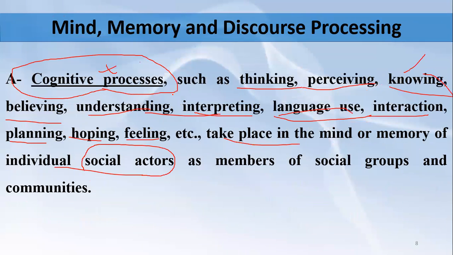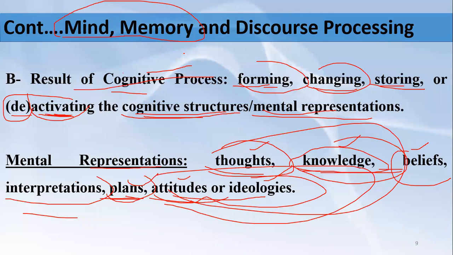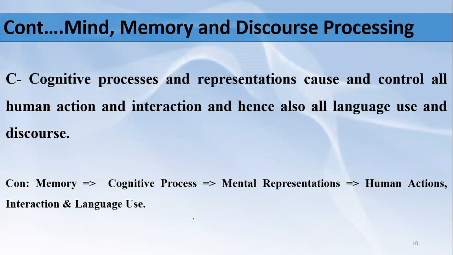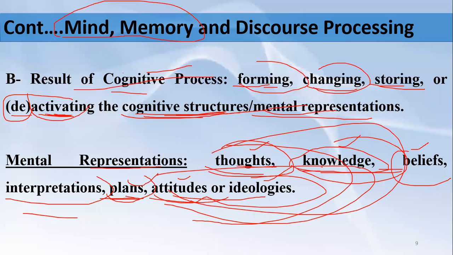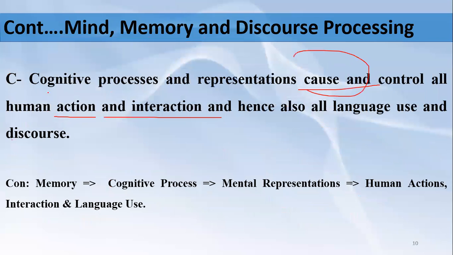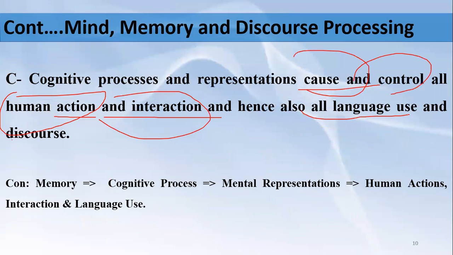So, how many things do we have? Cognitive processes are taking place in the mind. Then, with the help of those cognitive processes, we are forming, changing, storing, activating or deactivating our cognitive structures, or mental representations. And these are the mental representations stored inside our mind. Cognitive processes and representations cause and control all human actions, and interaction, and hence also all language use and discourse. Our thoughts, our knowledge, our beliefs, our plans, our attitudes, our ideologies, they cause our social actions and interaction, and they control our social actions and social interactions, all our language use and discourse.